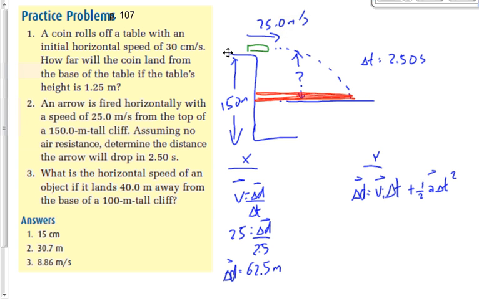Let's go to the y component. Delta D, it's not 150. We want to find out how far it falls. How far does it fall? I don't know. That's what I'm trying to find. VI is 0 because it's launched horizontally.